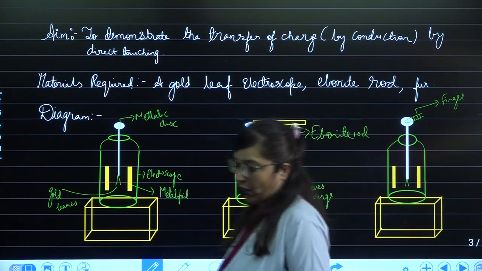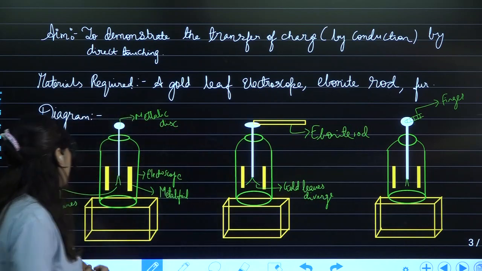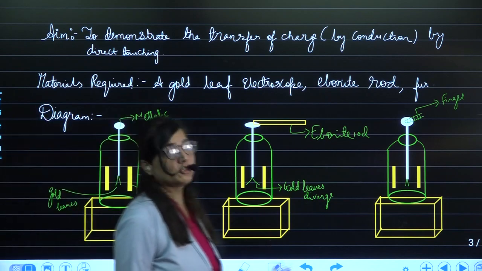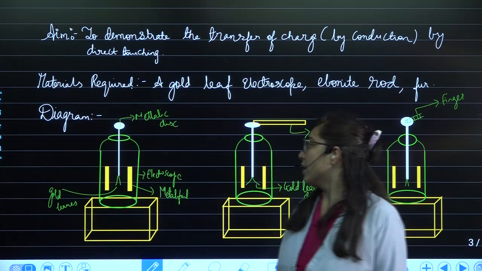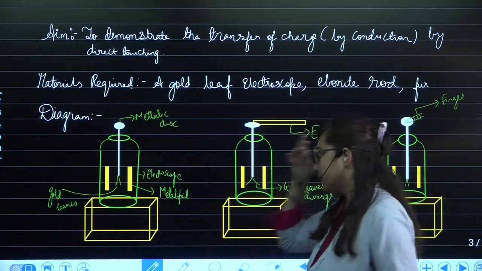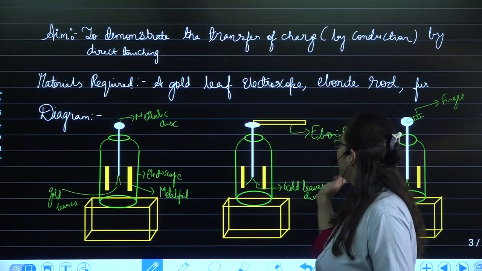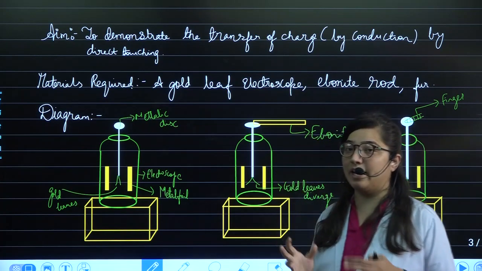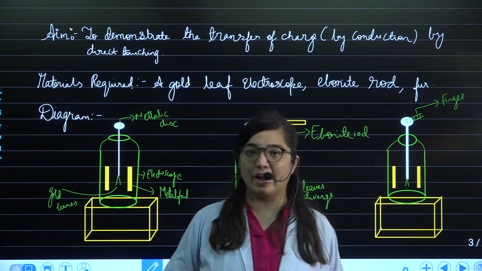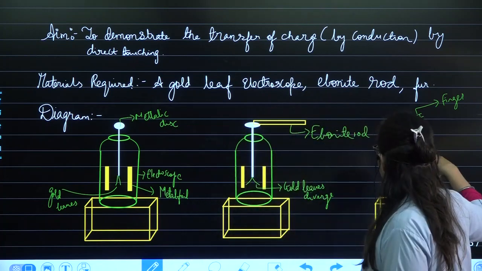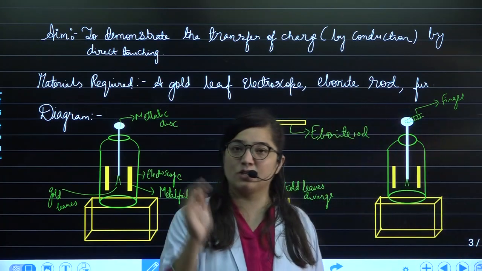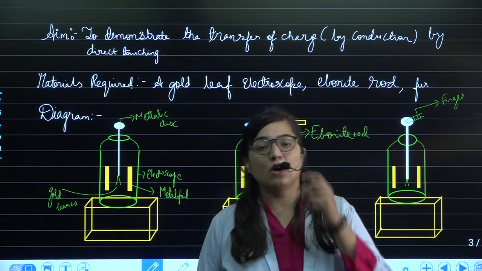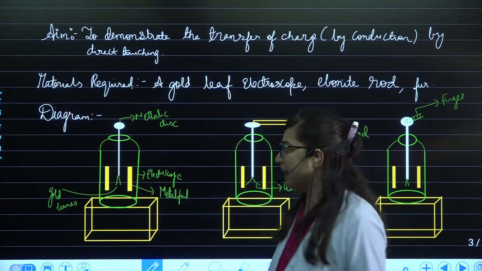So this is how you can understand the whole activity of transfer of charging by conduction. First of all, we took the electroscope, then we rubbed the ebonite with fur, and once you rub it, the gold leaves get charged and so they diverge. Once you put your finger, what happens? All the charge gets transferred to the earth.